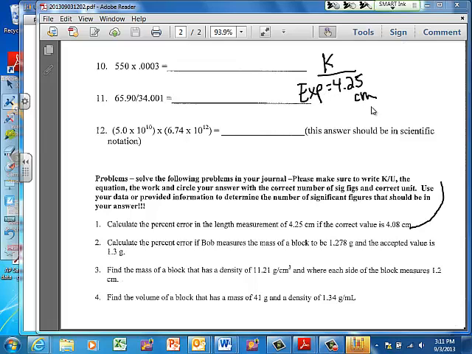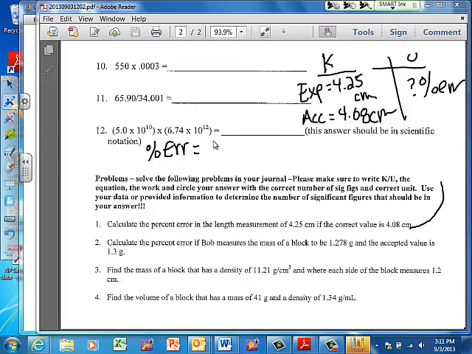Your known, it says that the experimental was 4.25. How do I know that's experimental? Well, because it tells me the correct value, which is another word for accepted, was 4.08 centimeters. And I'm looking for percent error. Okay, so I'll kind of do this in the space over here. You need to make sure that you write the equation. Percent error is experimental minus accepted over accepted times 100.